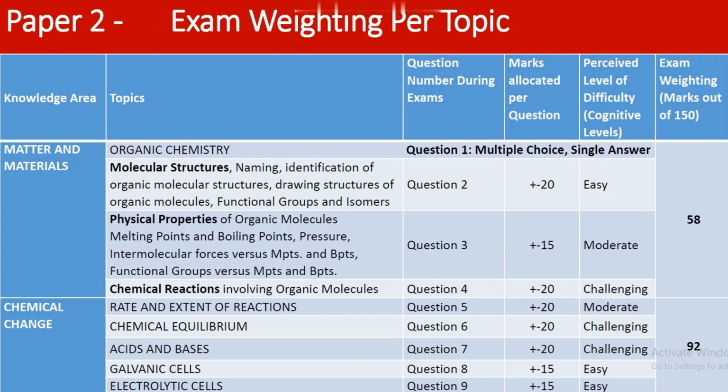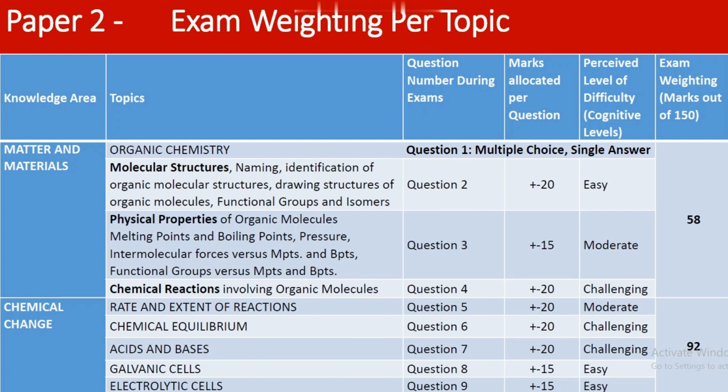The other moderate topic to answer is rate and extent of reactions, which carries about plus minus 20 marks, which is question 5. Most of the time, you will be required to answer questions that are based on experiments. So you need knowledge of experiments and factors affecting rates of reactions for you to answer that kind of question. We're going to look at that again when we go to specifics, looking at specific questions and how to answer them.